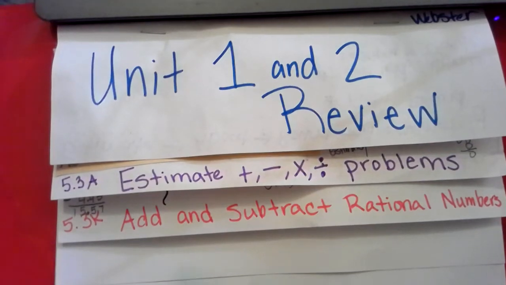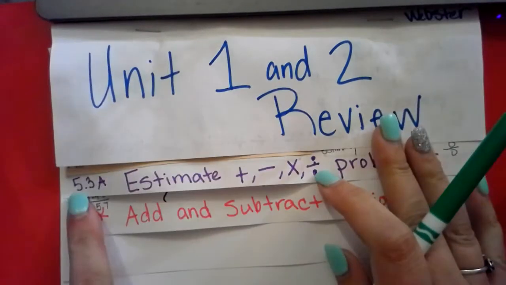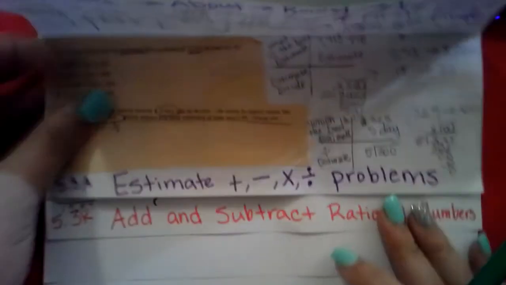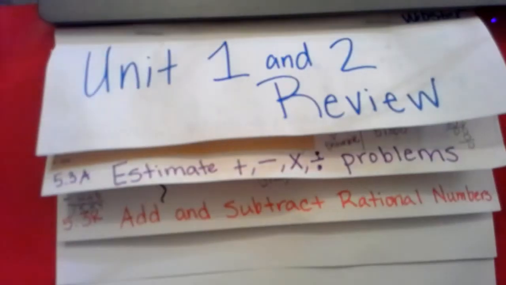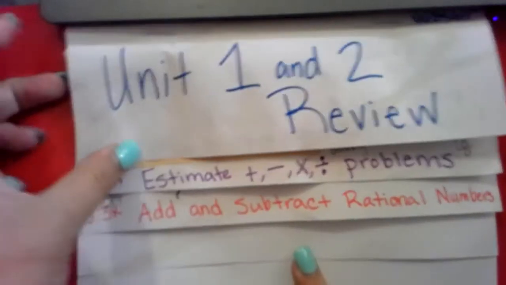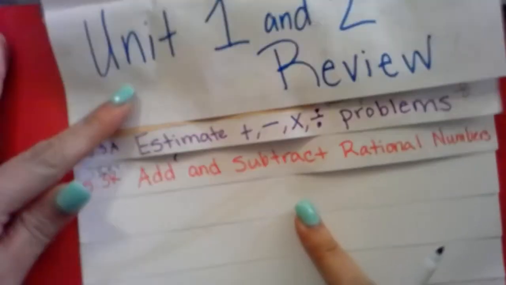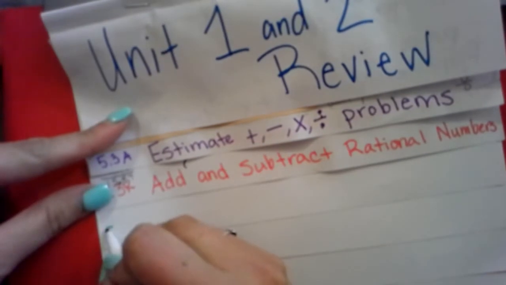Okay, so if you've done video 5.3A, your foldable should look like this right here. If you have done video 5.3K, then you should have this done. And then now you are going to be on 5.3B. So the very next tab that you have on your unit review, I would like you to write 5.3B.